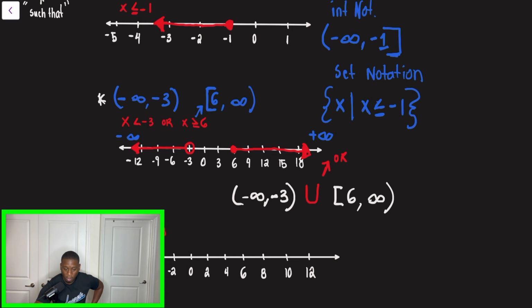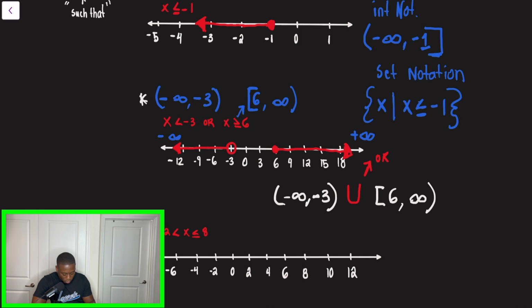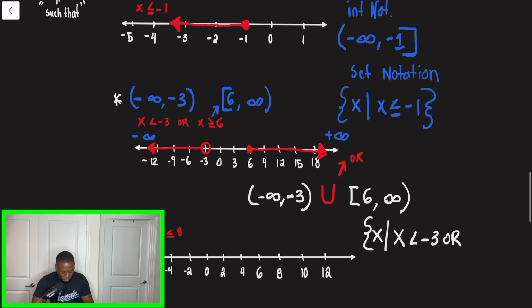All right. So now when we're talking about the set notation for this, guys, we're gonna start it off the same way. So we're going to have, and let's just slide this back over, x, right? Don't forget our brace, such that x is less than -3 or x is greater than or equal to 6. And then we're going to close this with the other braces.